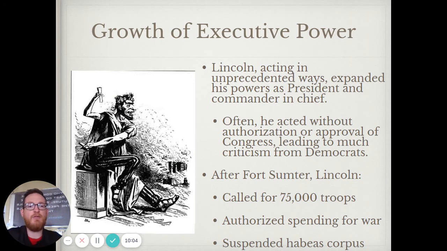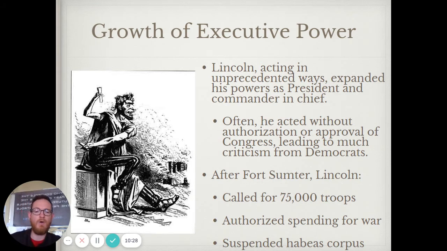So you are going to see during the war, I've talked about before these points in history where you're going to see a growth of executive power, and the Civil War is going to be one of those. Lincoln would act in very unprecedented ways, expanding his power as president and as commander-in-chief. Often he would act without authorization or approval of Congress, leading to a lot of criticism from Democrats during this time.